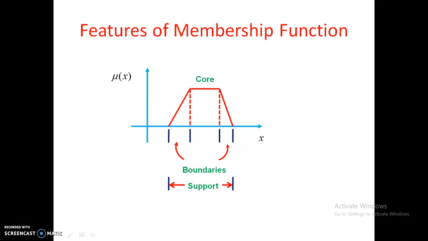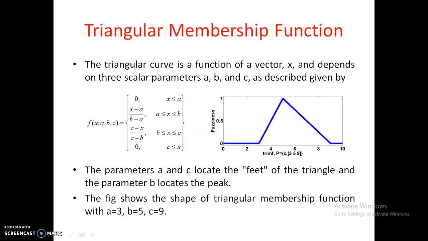Let us see how many types of membership functions there are and how they are made according to some formula. Let us see one by one. The first membership function is the triangular membership function, as we have already discussed this part. Here the membership function is of x, and it depends upon three parameters A, B and C.